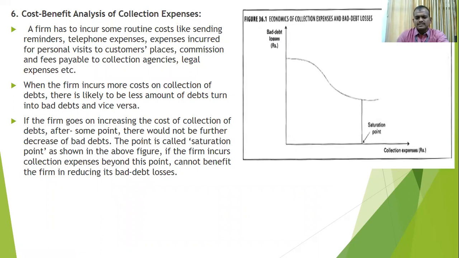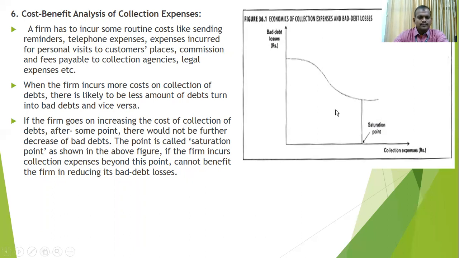So it is a general observation that if we incur more expenditure on collection, we can reduce the bad debts. But how much expenditure does a firm have to incur? If we keep on spending on collection of debt and it exceeds the profitability, then there is no use, right? See, as the firm goes on increasing the cost of collection of debt, after some time there would not be a further decrease of bad debts.